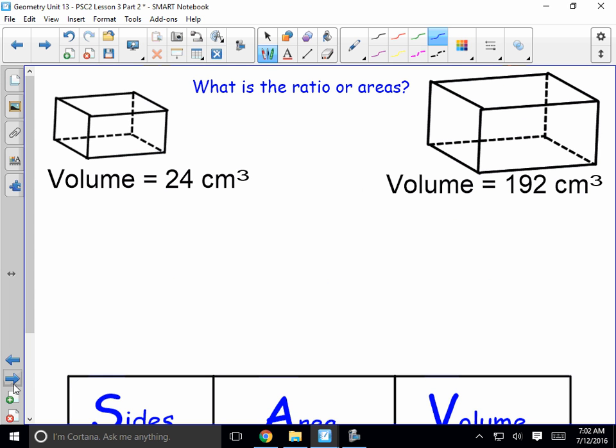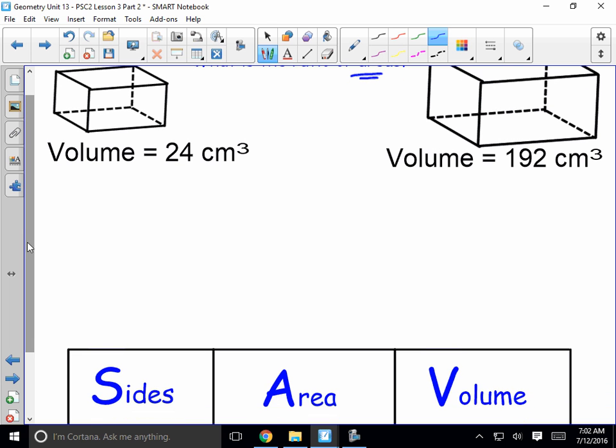Okay, so now let's look at this situation. We're given volumes. Okay, so we can build a volume ratio, but understand we want to find what's the ratio of the areas here. So what we're going to have to do is take this volume ratio. Now we can see it's not in reduced form. So what we're going to do here is we're going to find the decimal value first. You know, what is 24 divided by 192? Okay, 0.125.